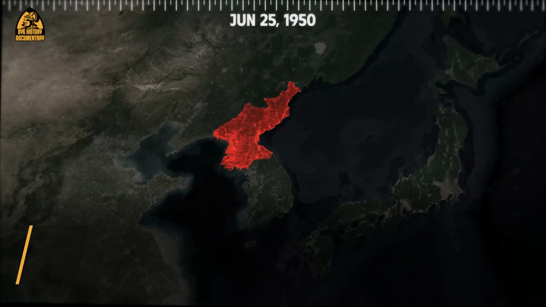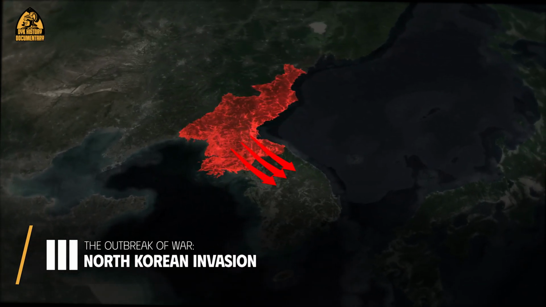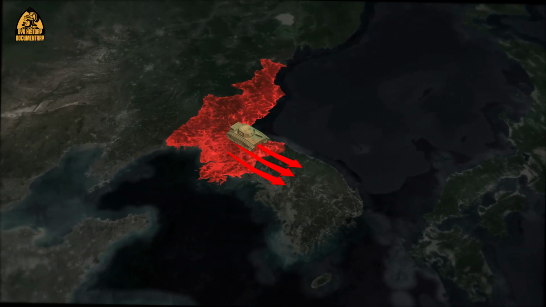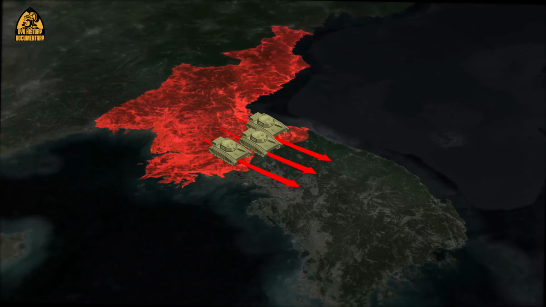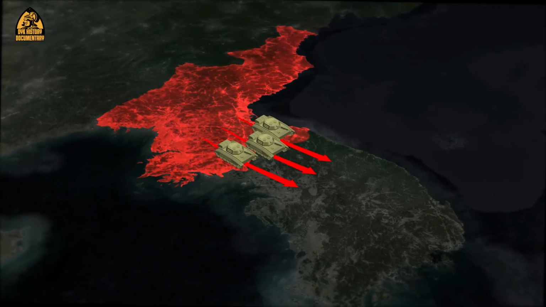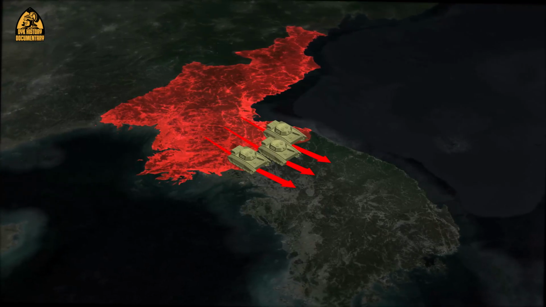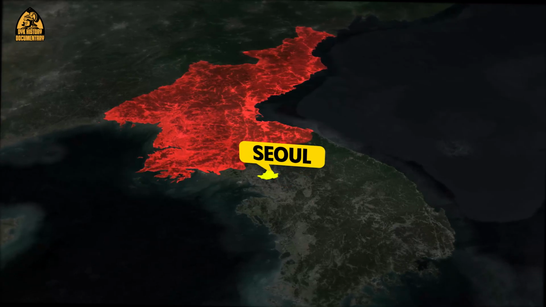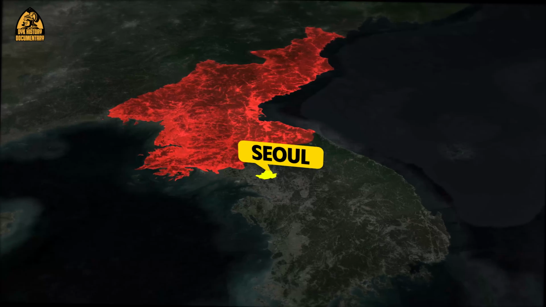On June 25, 1950, North Korean forces crossed the 38th parallel, initiating a full-scale invasion of the South. The attack was well coordinated, utilizing tanks and heavy artillery that the South lacked. The KPA advanced rapidly, overwhelming the scattered and under-equipped ROKA units. Within days, the North Koreans captured Seoul, the South Korean capital, forcing the government and military to retreat further south.